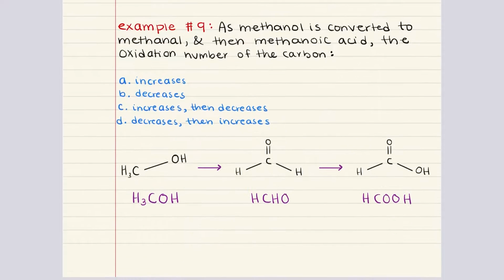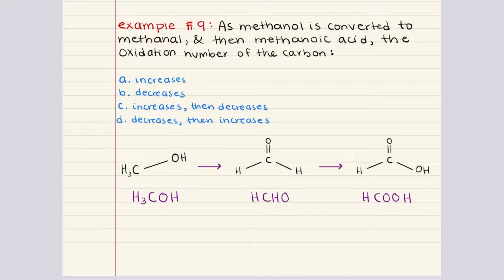Let's move on to problem 9. Problem 9 says, as methanol is converted to methanal and then methanoic acid, the oxidation number of the carbon blank. Does it increase? Does it decrease? Does it increase then decrease? Or does it decrease then increase? In order to answer this problem, we need to figure out the oxidation state of carbon in each of these compounds. Let's go ahead and start with methanol.